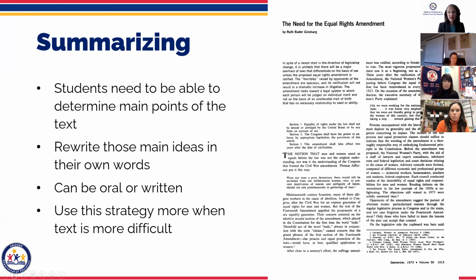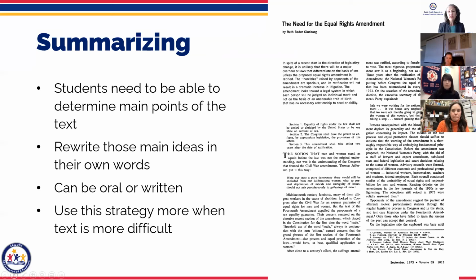Summarizing, again, this is something that most of us probably already do, but it's a good thing to remember, hey, this is important to have kids do. I like this to rewrite those main ideas again in their own words, making sure that students really understand what they're doing. And so this is a document from Ruth Bader Ginsburg on the need for the Equal Rights Amendment. Again, you don't need to do the whole document. I think this document is 6 or 7 pages long. Pick an excerpt of it and just hit that part of what Ruth Bader Ginsburg did.